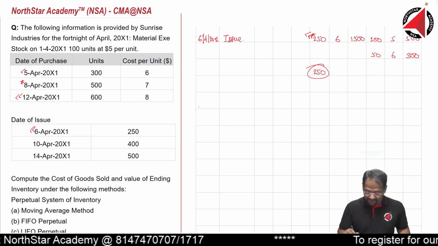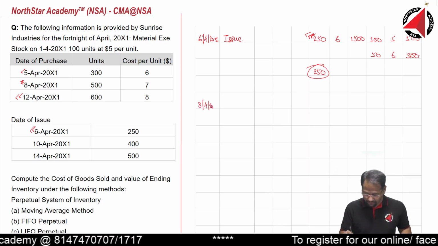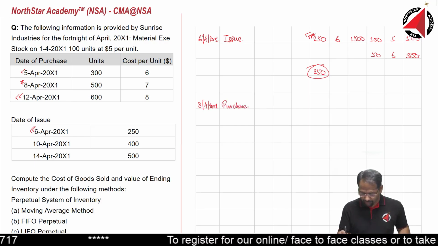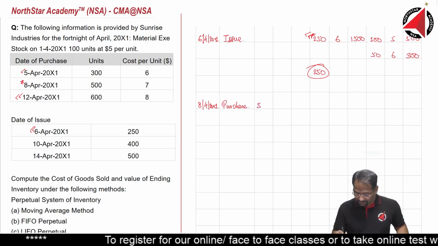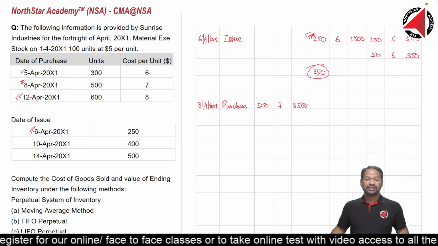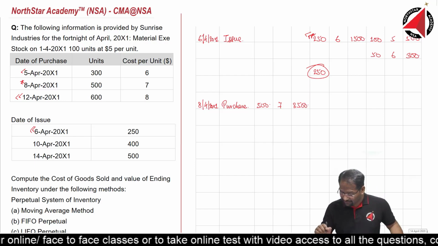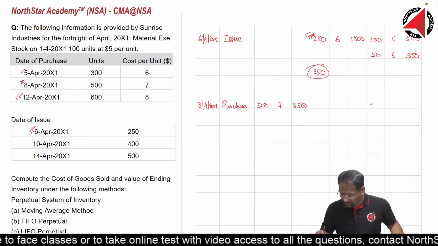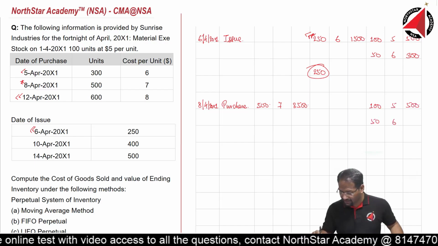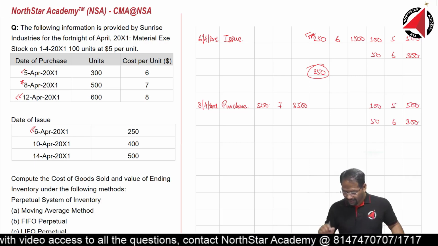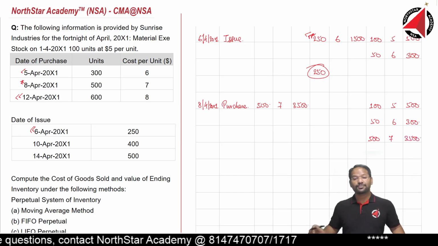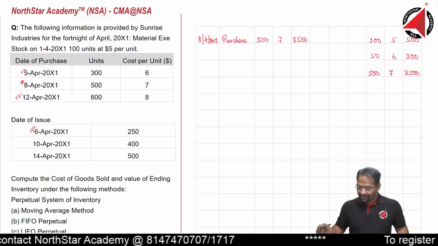After 6th of April, we have next date 8th of April 2011. We have purchased again. How many units? So we have purchased 500 units at the rate of $7, 3,500 we have spent. In the balance column, we have two items already. 100 units at the rate of 5, 500, 50 units at the rate of 6, 300, and another 500 we have purchased at the rate of 7, 3,500. All right, let's leave one line and go on to the next date.